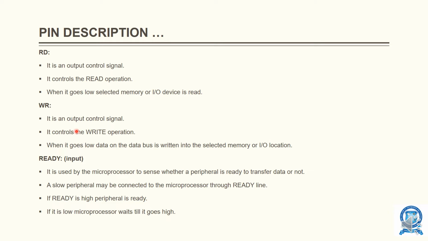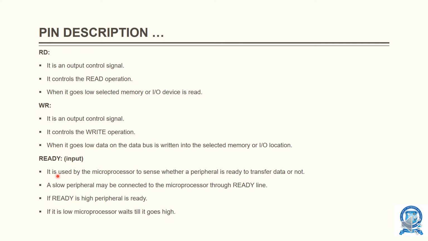Read operation. It is the output signal. It controls the read operation. When it goes low, the selected memory or IO device is read. Write operation. It is an output control signal. It controls the write operation. When it goes low, the data in the data bus is written into the selected memory or IO location.